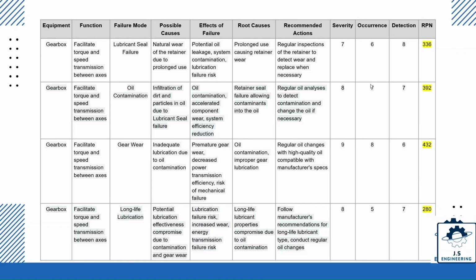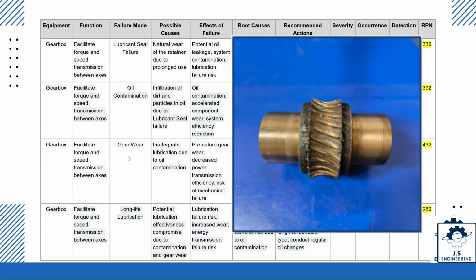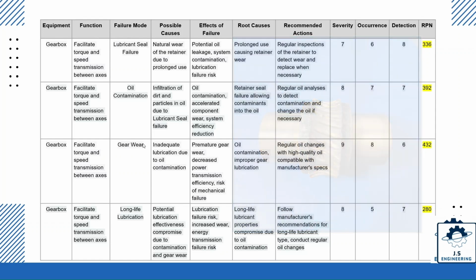So this is an FMEA, which I did for one gearbox. The failure was due to oil contamination. I will read here just the most important RPN. First, the equipment is a gearbox. The function is to facilitate torque and speed transmission between axes. The failure mode was gear wear, as I showed you in previous slides.